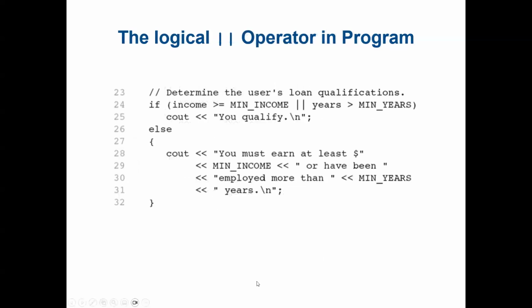Now, let's see another example here. So we're going to determine the user's loan qualification. This time we say that if the income is greater than or equal to min income, or the years is greater than min years, then you qualify. Now here we are using the OR operator. So only one of the conditions must be true, or both of the conditions can be true, then we are going to print out the statement you qualify. If both conditions are false, then we are going to print the else section.